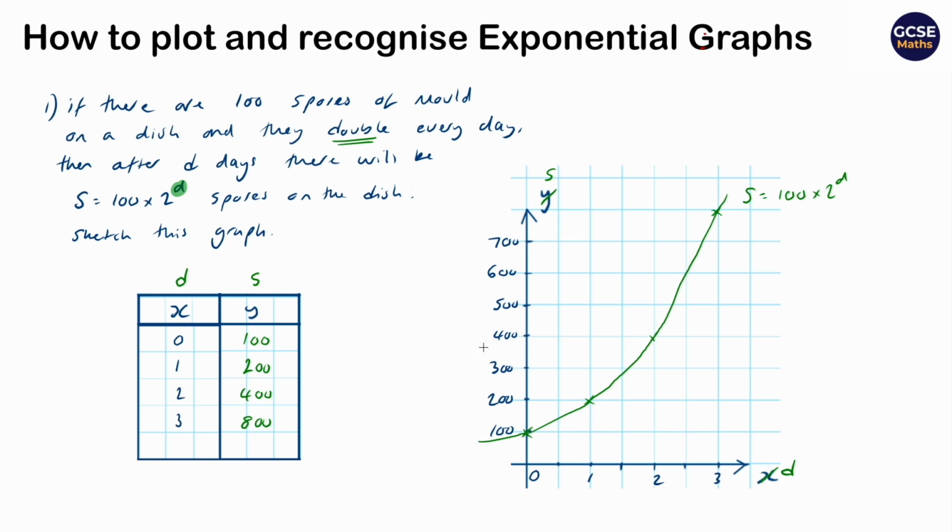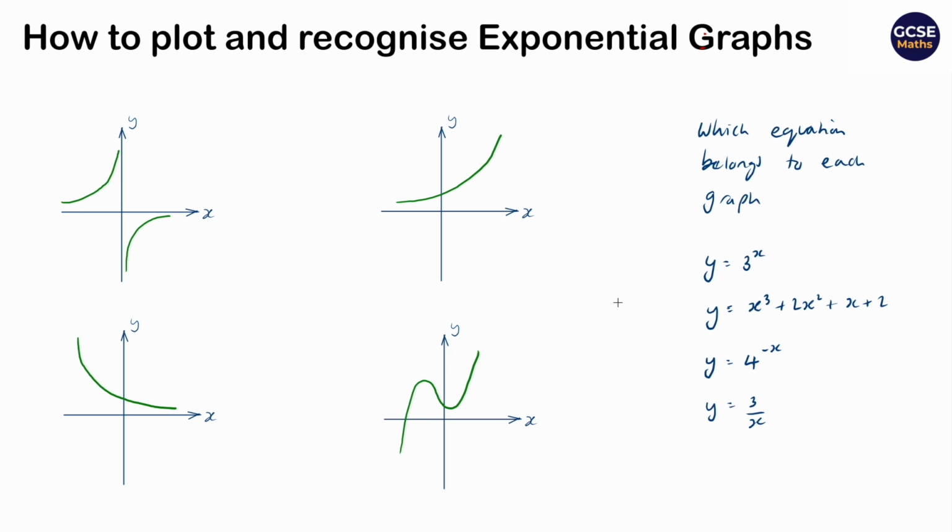To summarise on this part, we are looking for growth. This is the growth of the spores. So an exponential growth of the spores. Obviously we can have decay, and what that means is those spores could be dying rather than growing. Okay, let's have a look at recognition now. So our final little bit here is to recognise exponential graphs, and in this case other graphs.